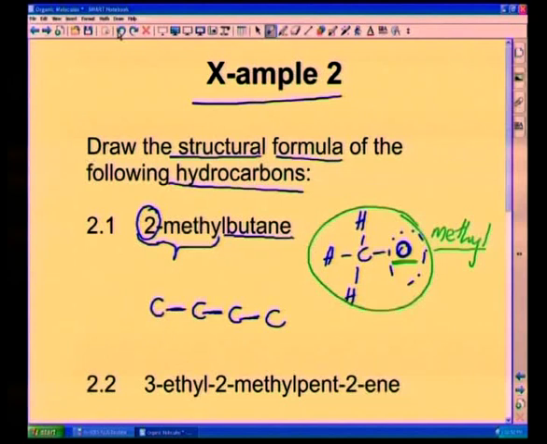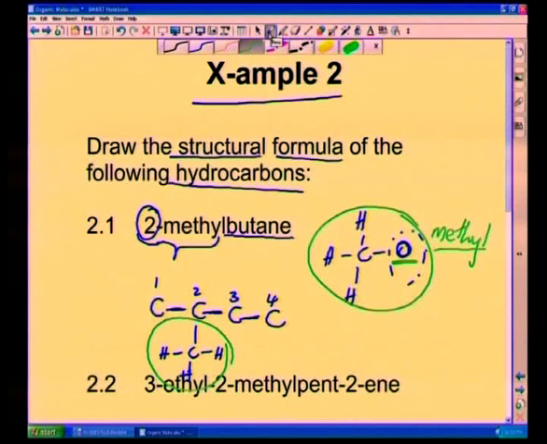Okay, so this is carbon number 1, number 2, number 3, number 4. On carbon number 2, I've got a methyl group. That is what the 2-methyl says there. So on 2, I've got this methyl group.